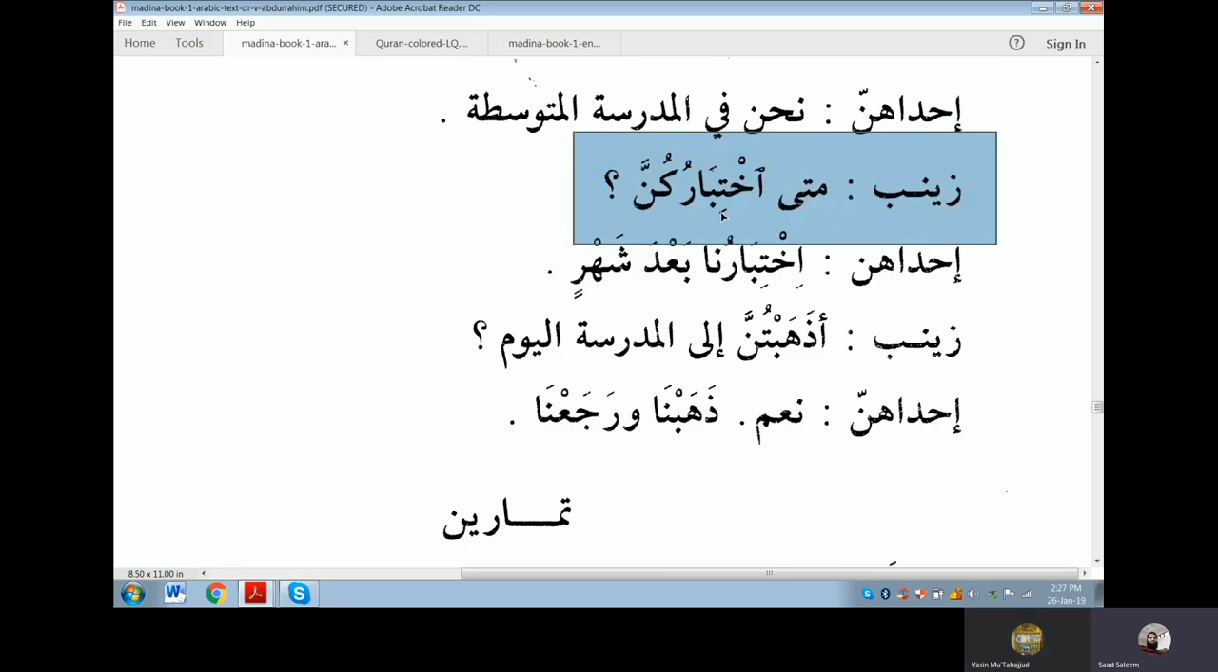Mata iktibarukunna? That's when is your exam? What's the kunna part? Iktibaruki means the one woman standing in front of you. Mata iktibaruki, you will ask this question to one girl standing in front of you. When you say Mata iktibarukunna, it means there are more than two girls standing in front of you. If one girl is standing in front of you, you say Mata iktibaruki. If four girls are standing in front of you, you say Mata iktibarukunna.